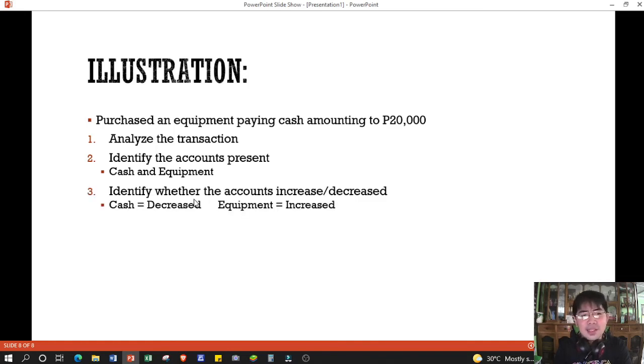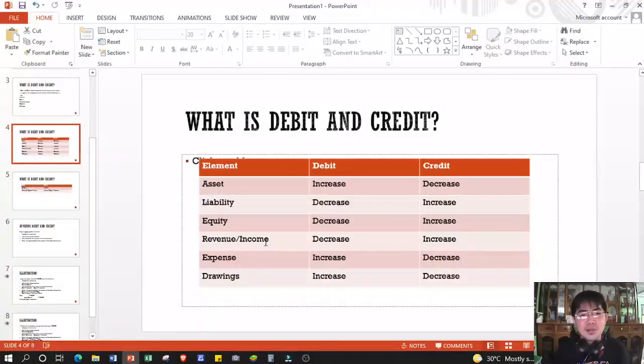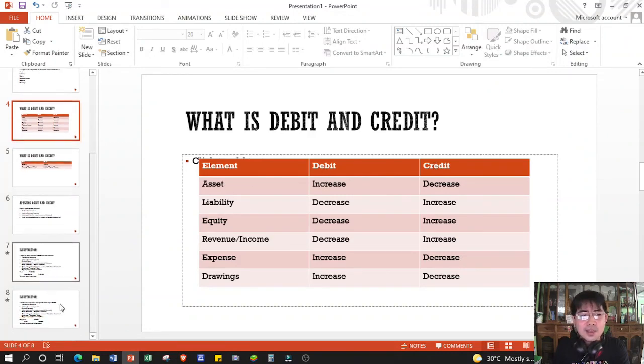Third, identify whether the accounts increase or decrease. For the cash, kay nagbayad man ta, nagpagawas tag kwarta, therefore nabawasan siya. For the equipment, since kita man ang nagpalit, then the equipment in our records increased. So if we go back to our kodigo, by the way, cash and equipment are both assets. So for the cash, nga asset siya, nag-decrease man daw, therefore the cash will be credited. And for the equipment, which is also an asset, nag-increase man daw siya, therefore it will be debited.